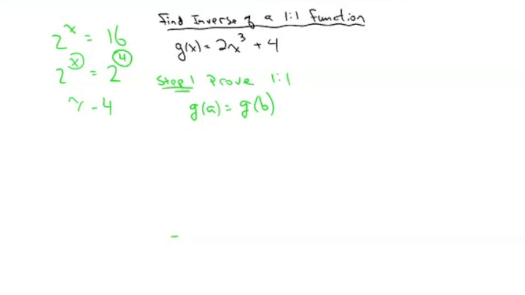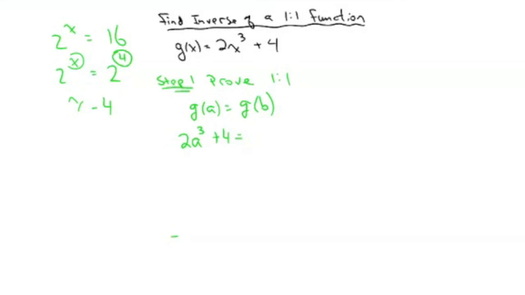G of a is equal to 2 times a cubed plus 4. It's like pulling teeth. I don't know what it is about people's brains. Because this says take g and evaluate it at a, so you take a, you plug it in for x.